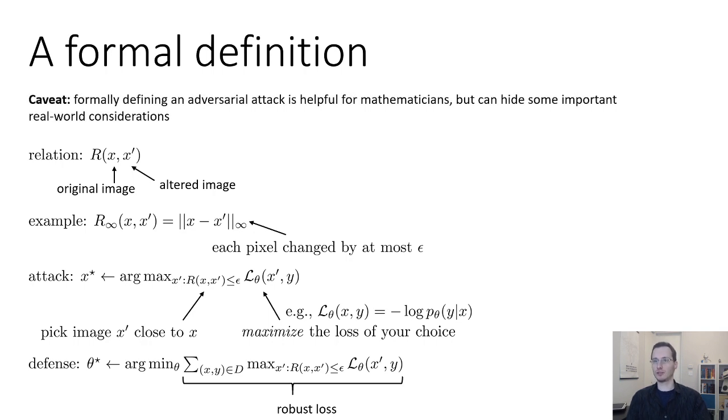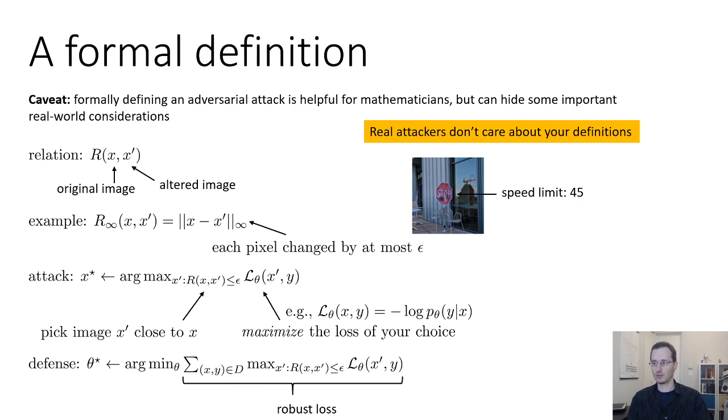One caveat that I would like you to keep in mind is that formally defining an adversarial attack is very helpful for mathematicians, for proving theorems. It's also pretty helpful for designing practical attack algorithms, but it can hide some important real-world considerations, because real attackers don't care about your definitions. Which relation is being enforced here? What is epsilon? Well, we don't know. But the attack works, it seems to be convincing to humans, and it seems to fool machines. So these definitions are useful, they can get us started, but just keep in mind that simply making your network robust to epsilon perturbations on the infinity norm doesn't make you immune to real attacks. But it's a good place to start.